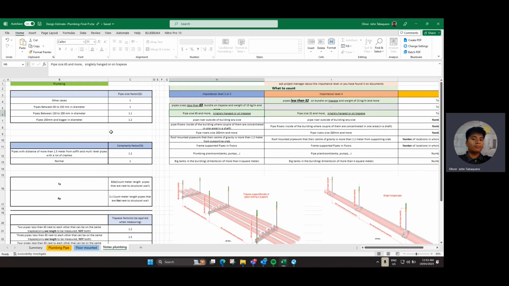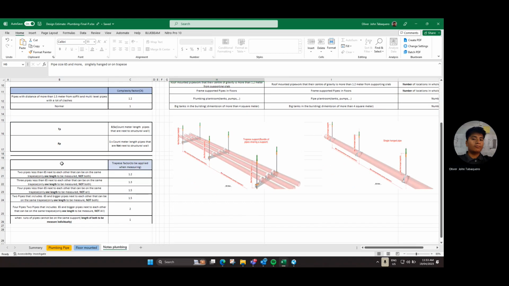Now, what I wanted to show you here as well is this one. Essentially, these are factors in which pipes are grouped. Say, two pipes less than 65 next to each other that can be on the same trapeze. So let's say you have three pipes less than 65 next to each other that can be on the same trapeze. You measure one length, say for example these two, and you multiply that length by 1.3. That's how you do it if there are three of them. If there are two of them, 1.2.